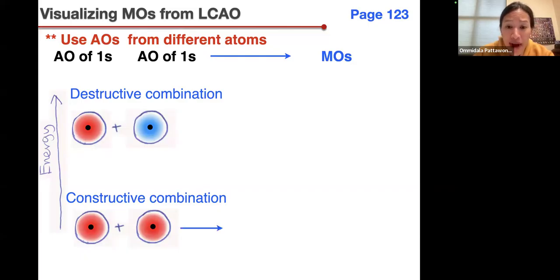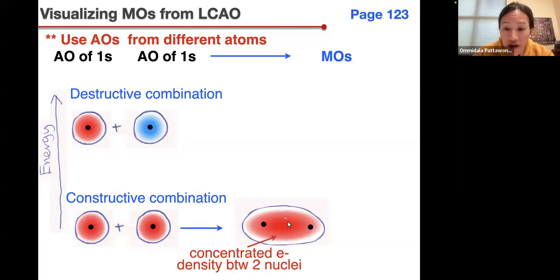Now when you combine the waves, as I mentioned before, constructive combination is going to amplify each other. You are going to end up having a very high concentration of electrons around the two nuclei. They are going to be shared between these two nuclei, giving them lower energy because the electrons attract both nuclei. Attraction is a more favorable process than the other type of combination.